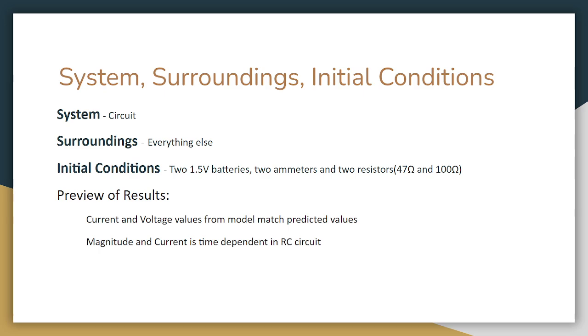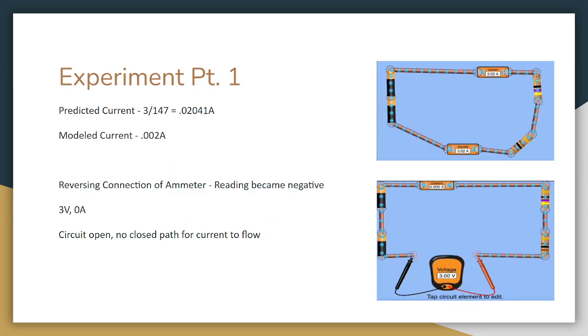The current and voltage values found from the model pretty accurately match predicted values. We'll get into it later, but this is most likely due to the fact that it's a model and not real life, so there's less room for error. And also the magnitude of current is time dependent in an RC circuit.